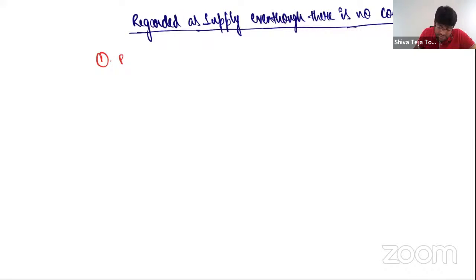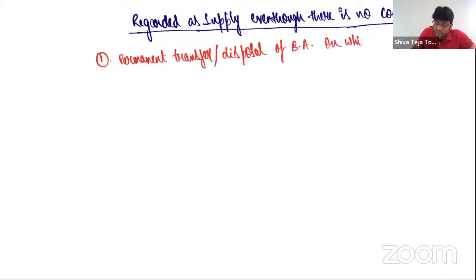Number 1. What is the point, guys? Permanent transfer or disposal of business asset on which ITC is claimed. So if you have sold or you have disposed any business asset, could be a fixed asset or it could be stock in trade, on which you have claimed ITC, that is still regarded as supply, even though there is no consideration. And second point, most popular point.